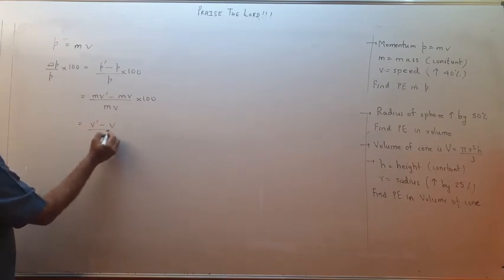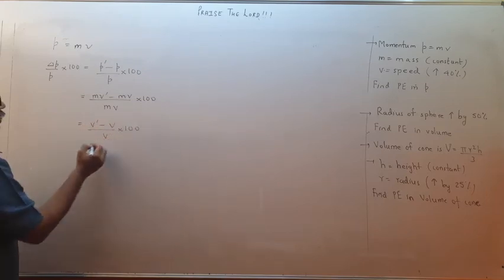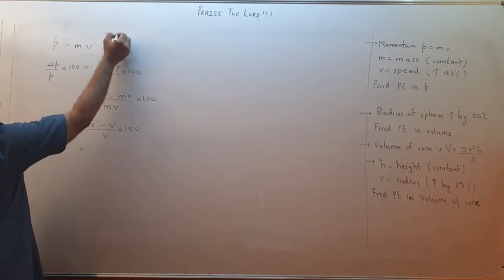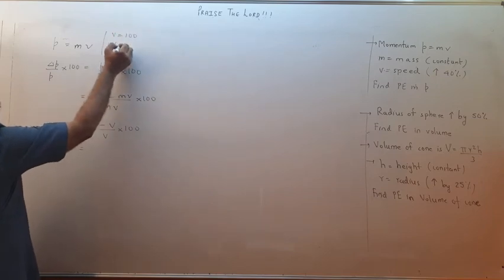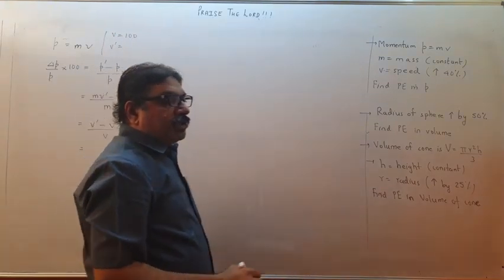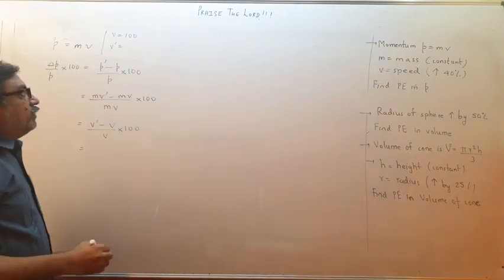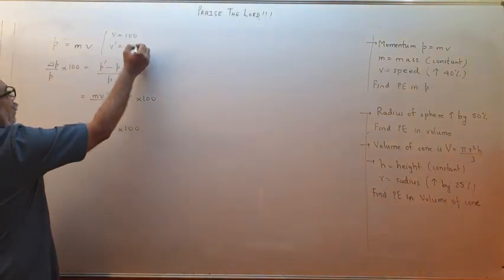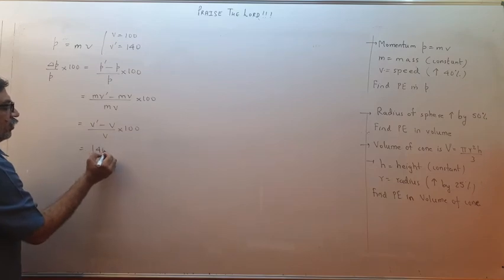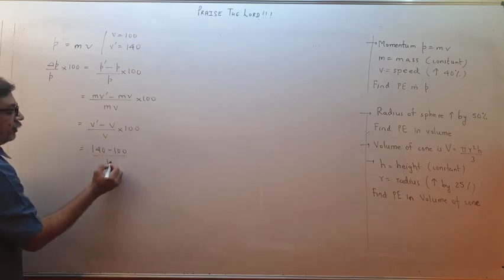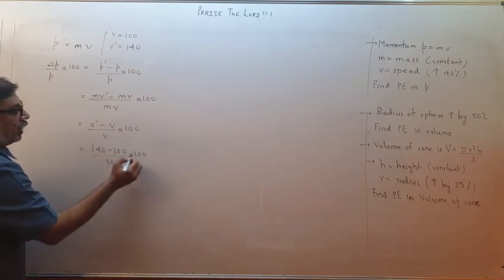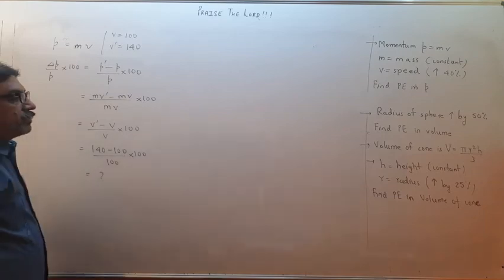So (v' minus v) upon v into 100. As I told you, assume initial value is 100. So v', how much is it increasing? 40%. 40% of 100 will be 40. So 100 plus 40 will become 140. So just write (140 minus 100) upon 100 into 100, you will get the answer.